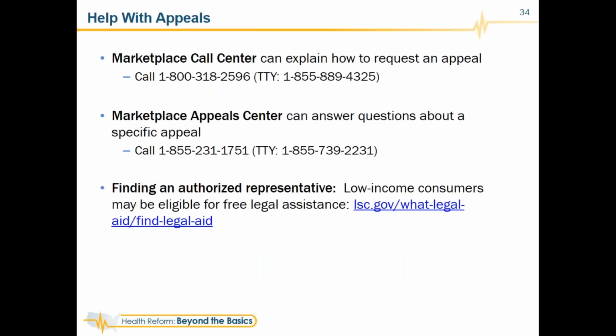There are a couple of places that consumers can get help filing their appeals or getting information. The first is the General Marketplace Call Center. This is both at the FFM and state-based marketplaces, and can provide information. There's also information available on the websites. Once a consumer actually files an appeal, they can call about their specific appeal and get information from the Marketplace Appeals Center. The Appeals Center is not going to give general information, but once a consumer applies and gets accepted or denied, then they can ask questions about their specific appeal. And then again, we've included this website to get authorized representatives for free legal assistance.